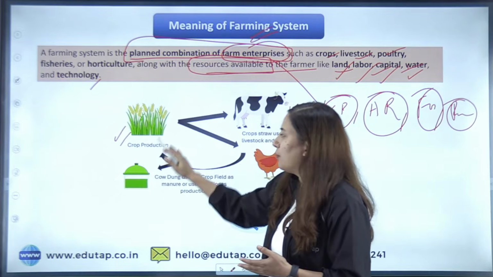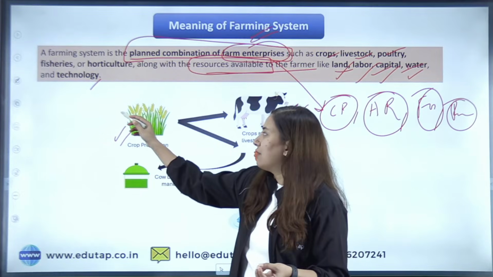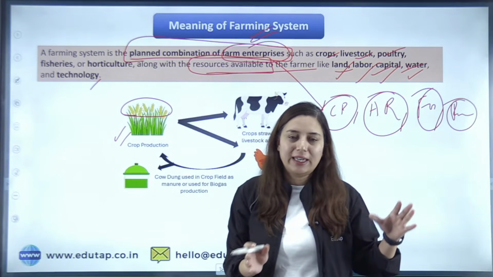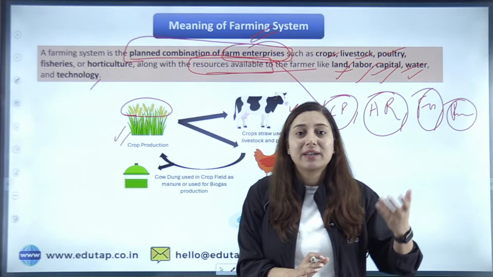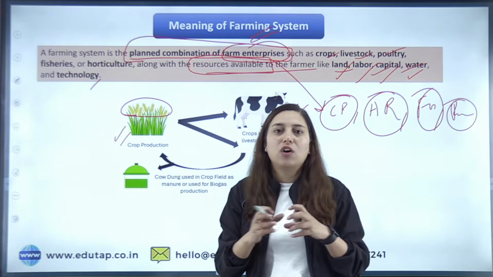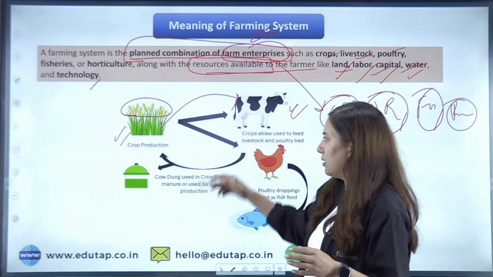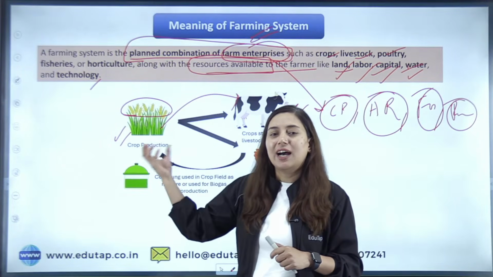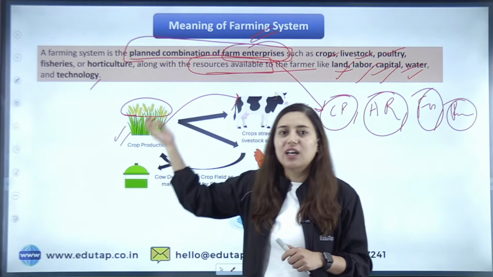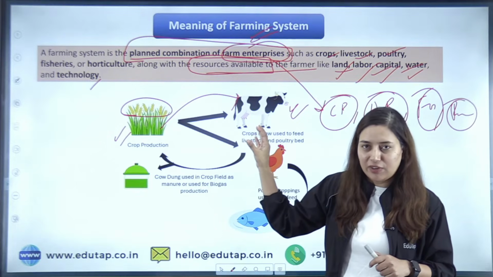in the crop production part, whatever waste is being generated, what is the waste? See, after harvesting, I'll keep all the economical part of the crop, and the rest, which is the straw or the left part of the plant, can be used to feed animals. So I am basically utilizing the waste product of one enterprise for the other enterprise, right?